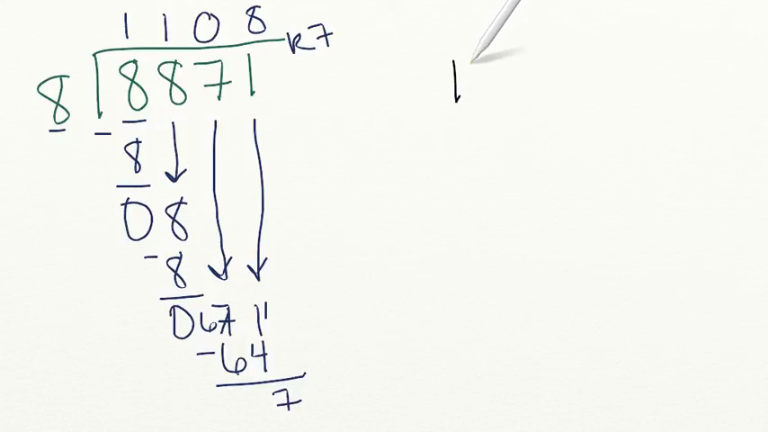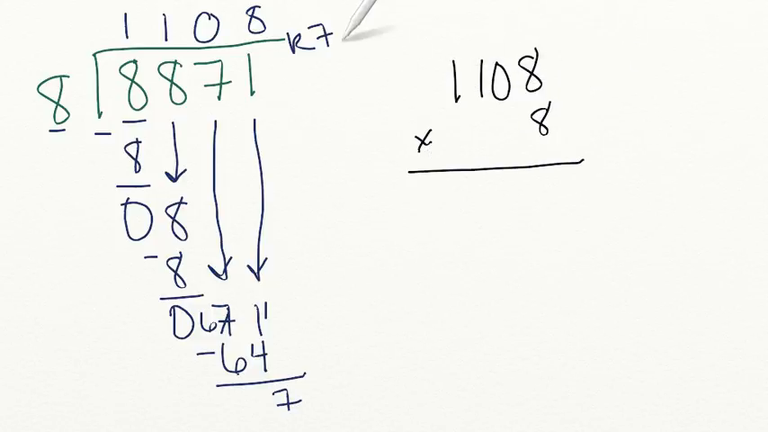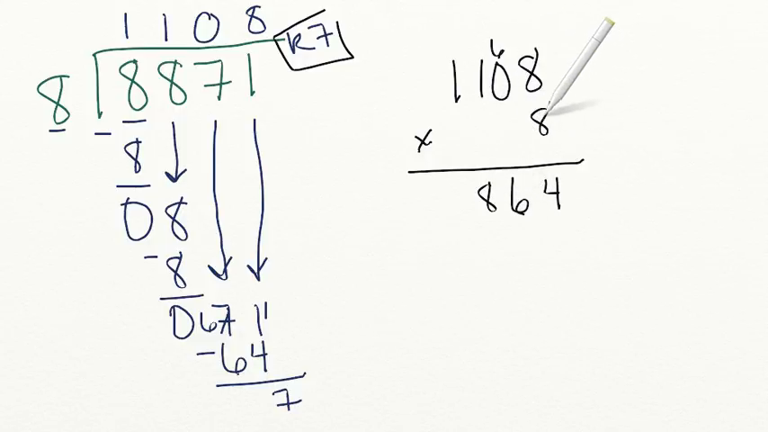So we need to multiply 1,108 times our divisor, which was 8. Now after we multiply these two numbers, we're then going to add on our remainder, and that will give us our dividend. So 8 times 8 equals 64. 8 times 0 equals 0, plus 6 equals 6. 8 times 1 equals 8. 8 times 1 equals 8.